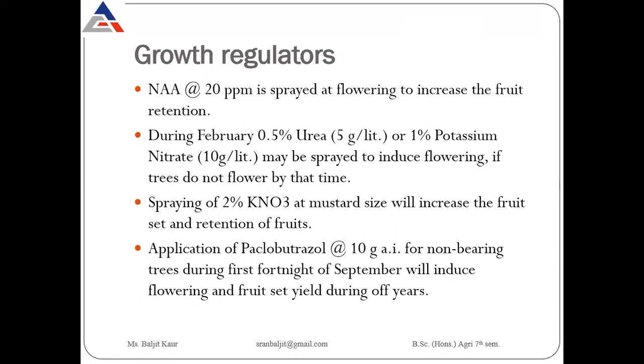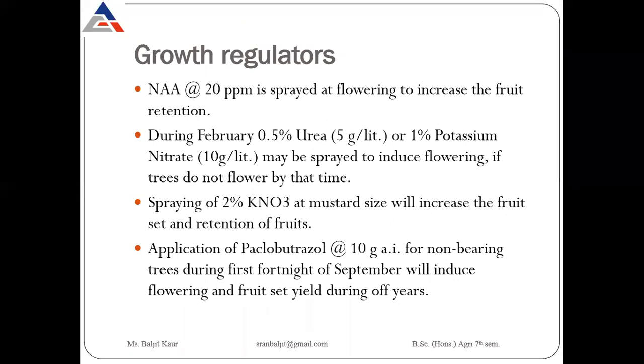Next, there are some growth regulators which are used in mango orchards, which are sprayed on the mangoes so that we can manage some of the problems in mangoes. We can spray naphthalene acetic acid at the rate of 20 ppm to induce flowering so that the fruit retention will be more. And during February, 0.5% urea or 1% potassium nitrate may be sprayed to induce flowering, if trees do not flower by that time. And we can spray potassium nitrate at mustard size. This will increase the fruit set and retention of fruits.